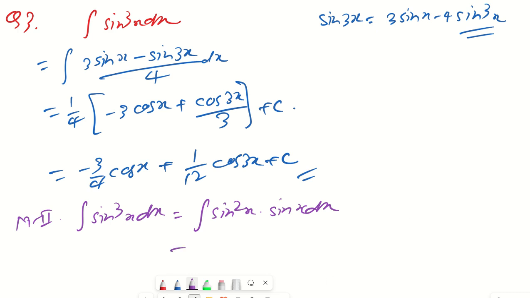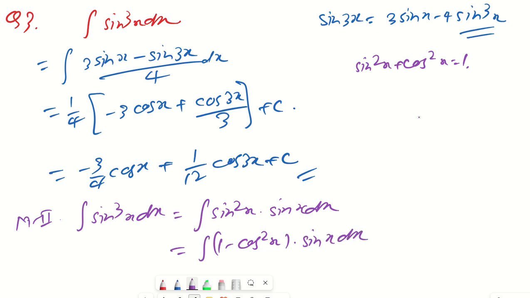So it will become as integration of sine square x is 1 minus cos square x. You know already that sine square x plus cos square x is equal to 1. So I can write it down, sine square x is equal to 1 minus cos square x. So this is my trigonometric formulas. So we can do that 1 minus cos square x multiplied by sin x dx.